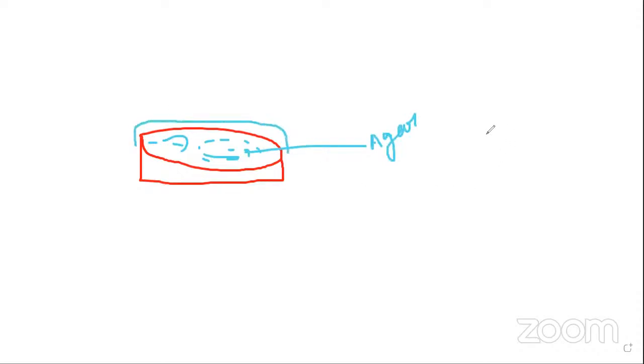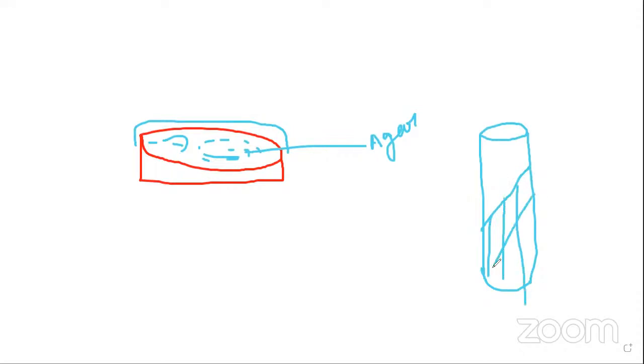Now another category is also there, that is with the help of test tubes. The test tubes have 5 ml, 10 ml, like that, isn't it? So there is a broth here, and there is agar in this portion. In this portion also the medium is there. That medium is called the agar medium. This is also agar.